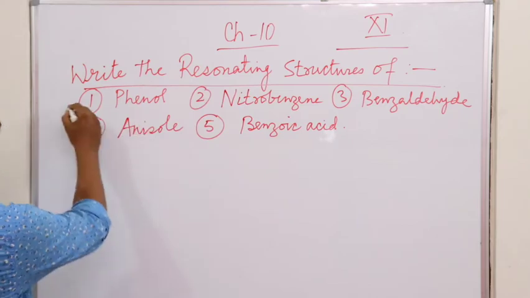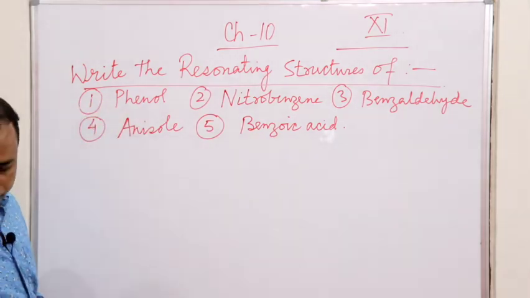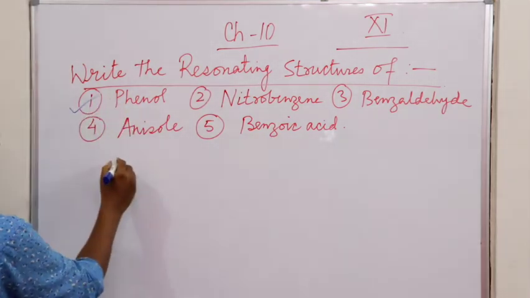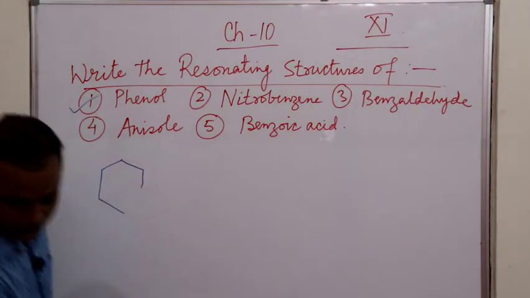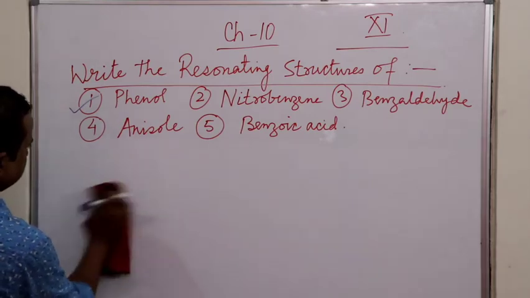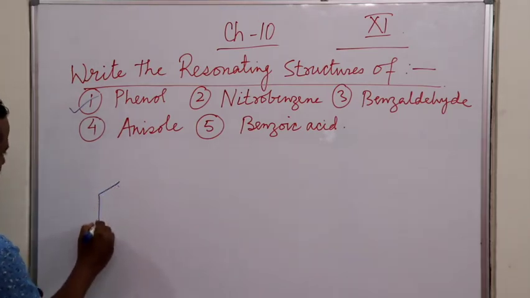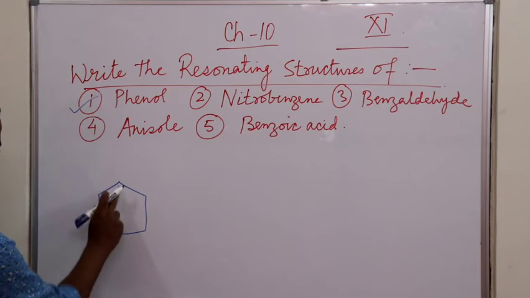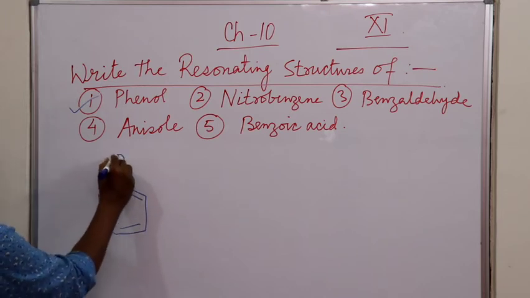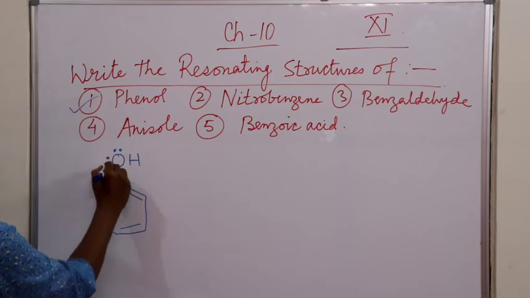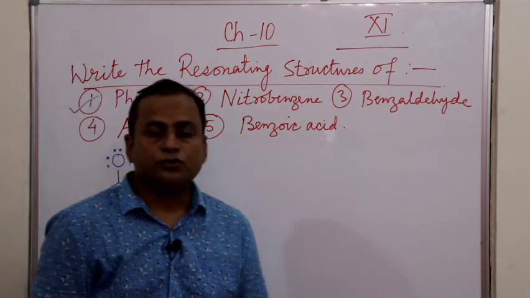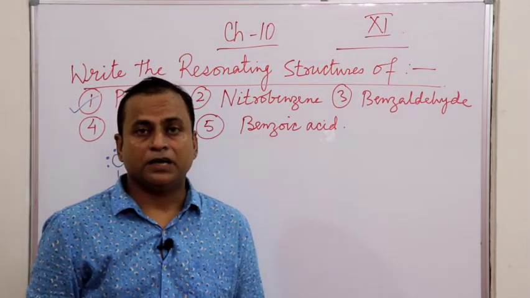So let's start with phenol. Phenol has this structure. Let me draw it a little bit. This is the structure of phenol, OH. There are two lone pairs here. Now please remember, the OH group is electron donating by resonance.